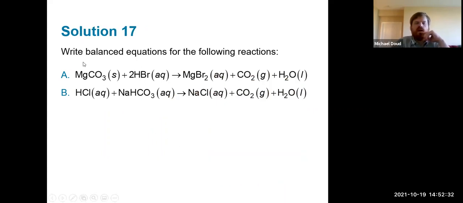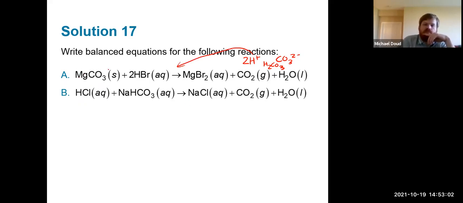Okay, let's go ahead and give it a shot. With A, magnesium carbonate and hydrobromic acid, the hydrogen from hydrobromic acid is going to pick up the carbonate from magnesium carbonate, and that's going to form, again, H2CO3. So it's H plus and CO3 2 minus. That comes together as H2CO3. Note that you need 2 of these. That's going to be important for balancing the equation later on.